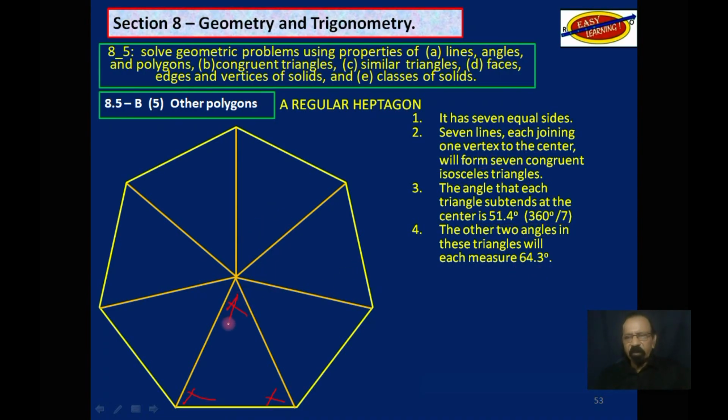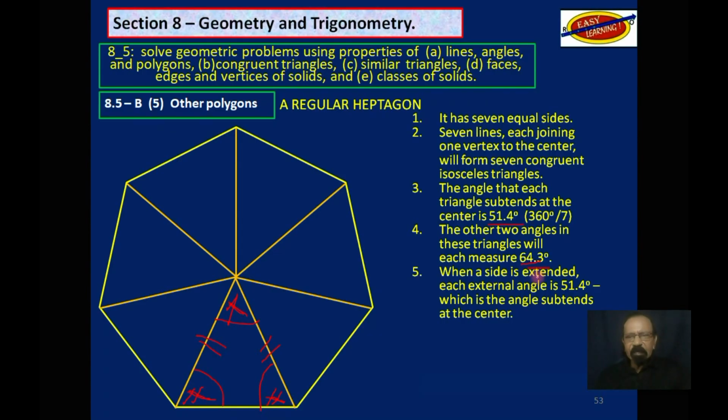That is to say, you know that the sum of these 3 angles here is 180. That one is 51.4. You subtract that from 180 and the remainder you divide by 2 because these 2 angles are equal since this is an isosceles triangle. And so you get 64.3.